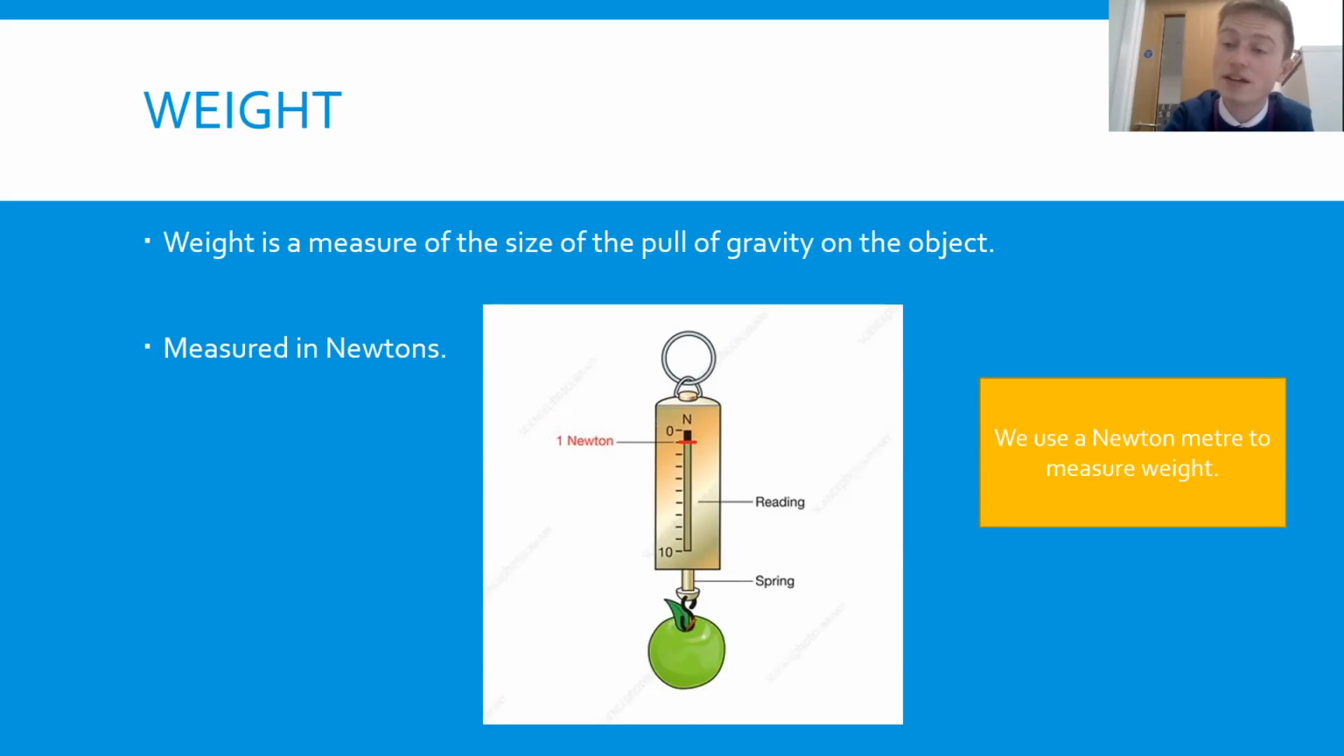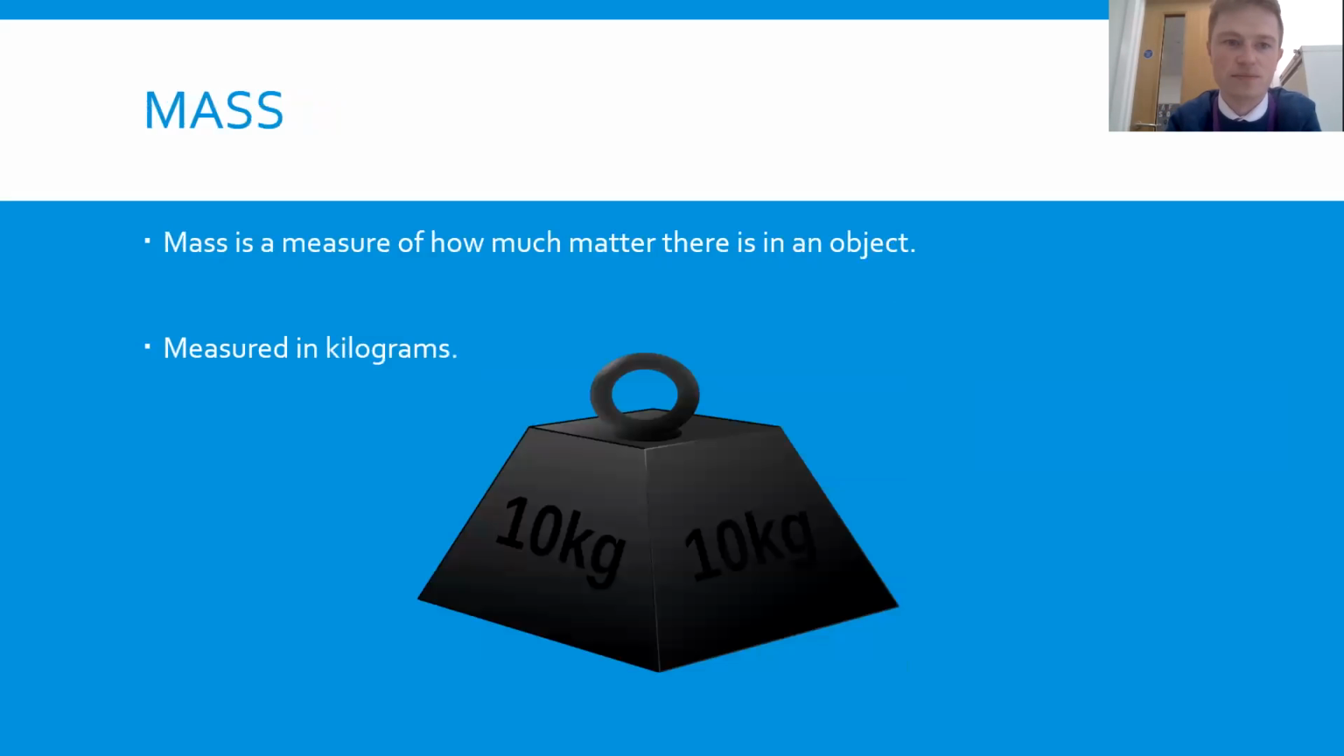So you may see these in class in the future, springy thingies, as some teachers like to call them, but they're actually called Newton meters. And they tell us, what do they tell us? The weight of an object, correct.